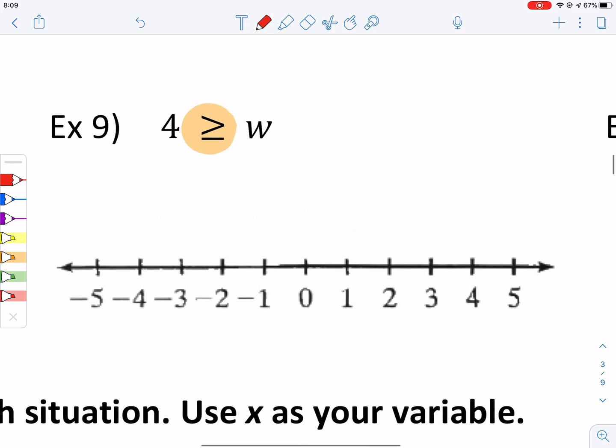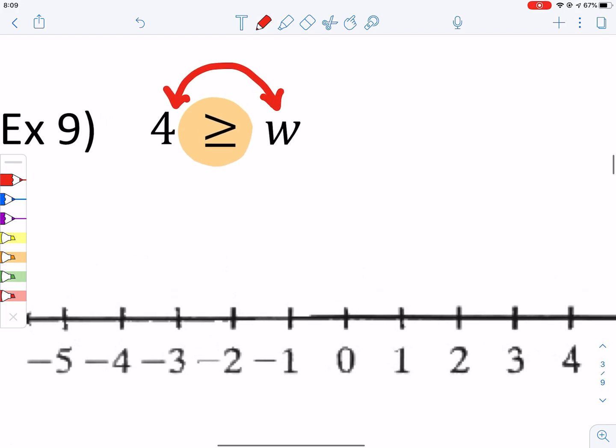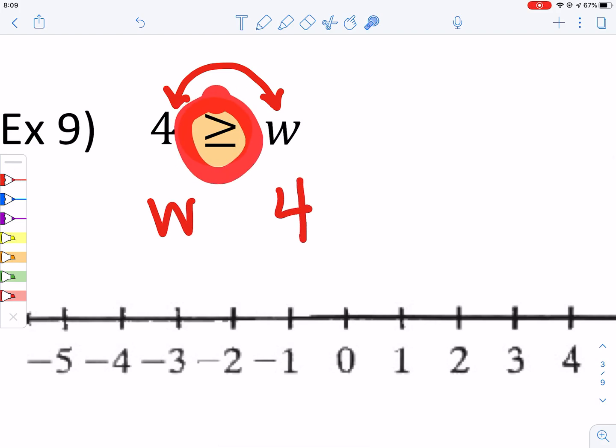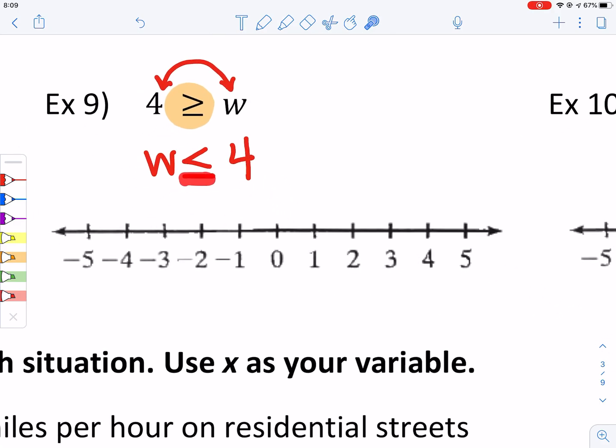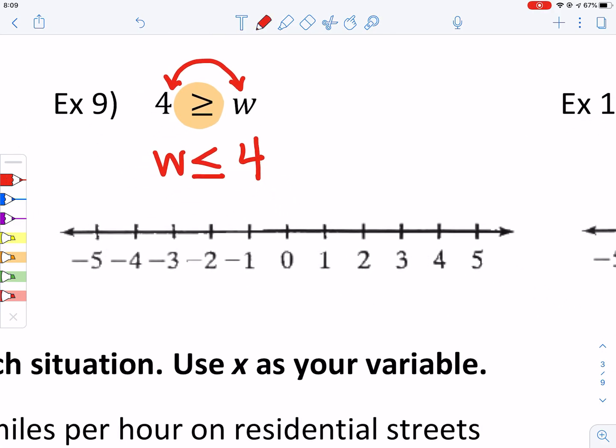All right, for number 9, again, you need to flip this so that our variable is on the left-hand side. Just like with equations, typically our variable is on the left-hand side. Inequalities are the same thing. If you're going to flip the w and the 4, you also have to flip this inequality in the middle. Right now it's greater than or equal to, so I'm going to flip it so it's less than or equal to. I like to use this equal to symbol as a reminder that I need to color in my 4. So go to 4, color it in. I need a closed circle on 4.